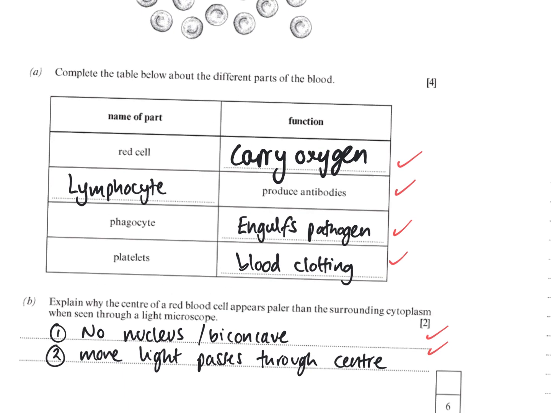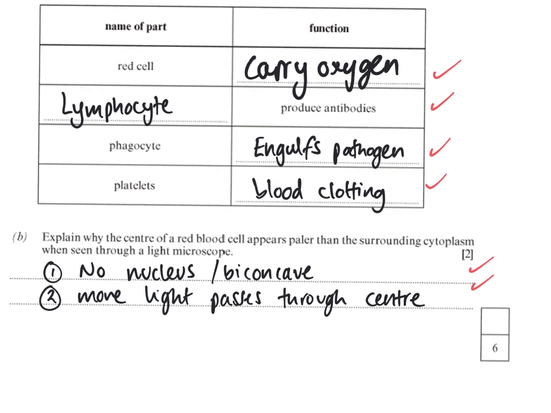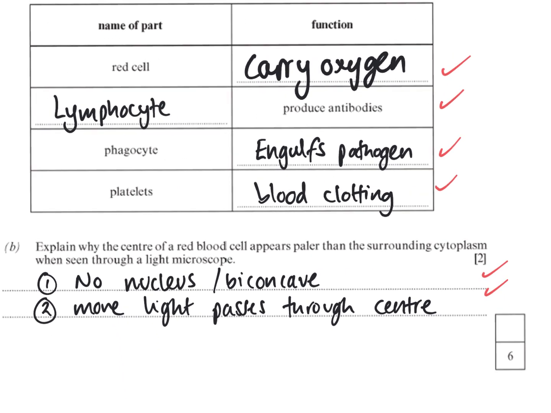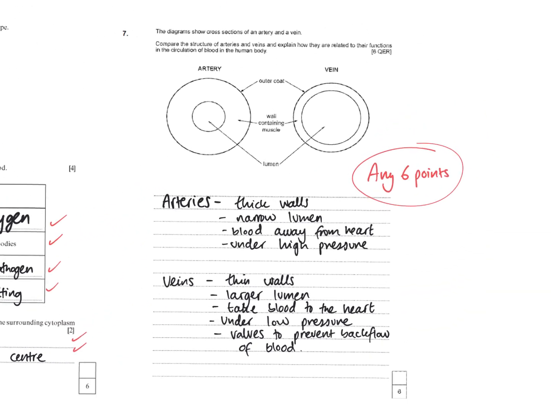In part B, at the bottom, explain why the centre of the red blood cell appears paler than the surrounding cytoplasm when seen through a light microscope. 2 marks here. First mark saying that there's no nucleus or it's biconcave. Second mark, more light is therefore able to pass through the centre. Okay, across to the 6 marker question.